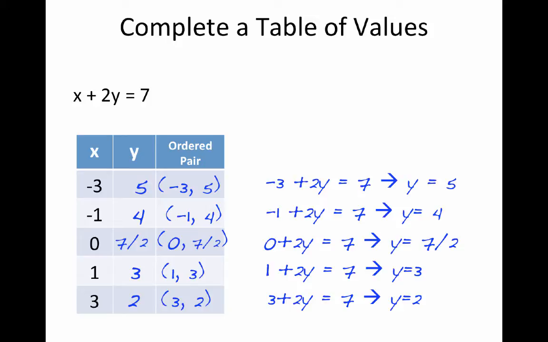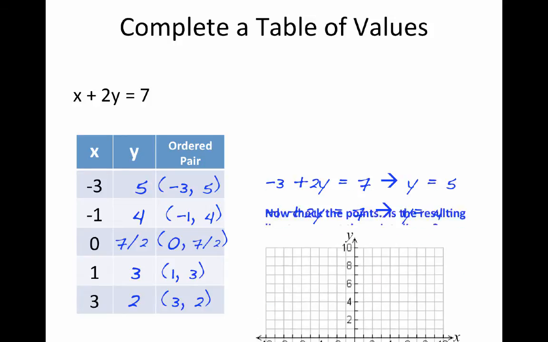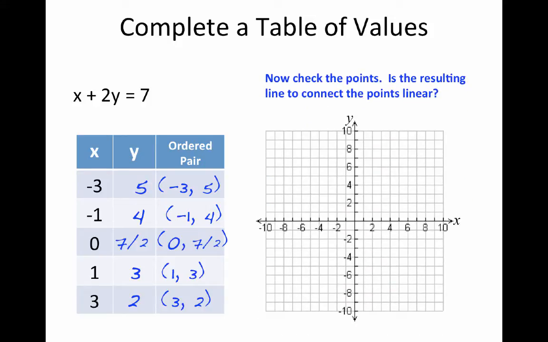Pause the video while you graph those ordered pairs. Now let's check the points and make sure that the resulting line to connect the points is linear. That will tell us we've done our math correctly. Here's the point -3, 5. Here's the point -1, 4. Here's the point 0, 7 halves. Here's the point 1, 3. And here's the point 3, 2.